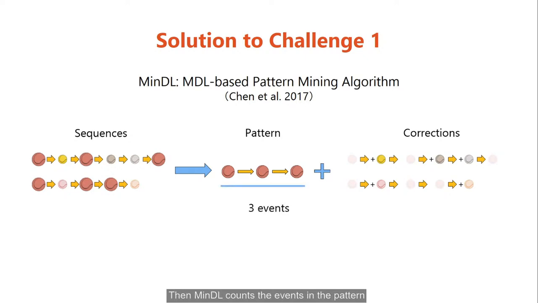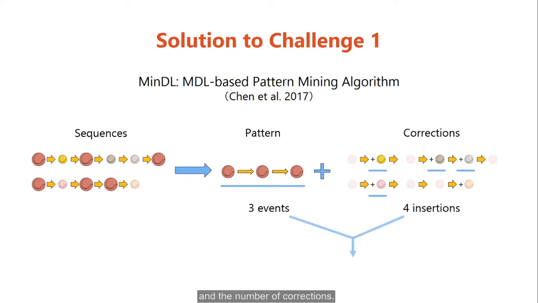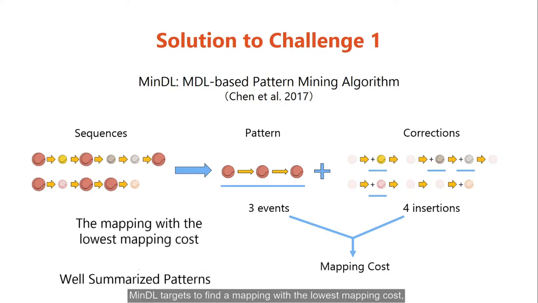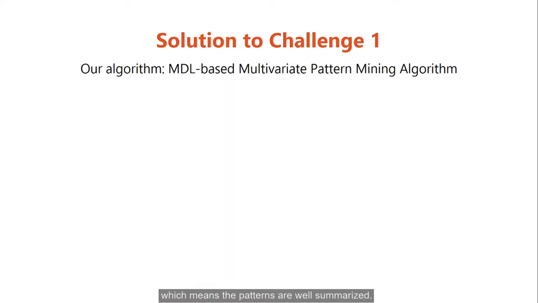Then, MinDL counts the events in the patterns and the number of corrections, and defines the mapping cost based on the two counts. MinDL targets to find the mapping with the lowest mapping cost, which means the patterns are well summarized. We improve this algorithm with the ability to calculate the multivariate mapping cost.